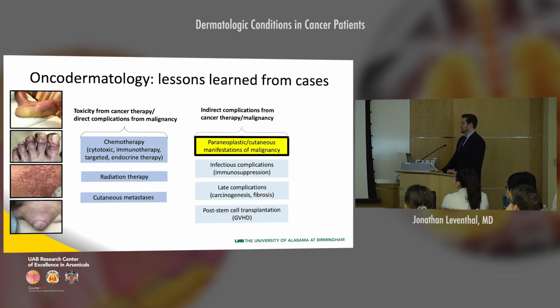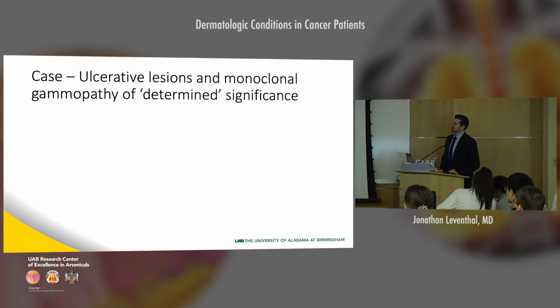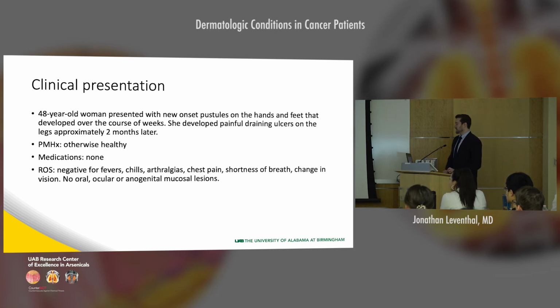And so we spoke about a number of different direct problems that can happen from cancer therapy. So now I wanted to shift gears and talk about some indirect complications that we frequently see in our clinic. So this is a case of ulcerative lesions and a monoclonal gammopathy of undetermined significance. And so the lady is a 48-year-old woman who presented with initially pustules on her hands and her feet. They developed new onset. She eventually went on to develop these painful draining ulcers on her lower legs. Really dramatic presentation. She was otherwise healthy and felt well on no medicines.